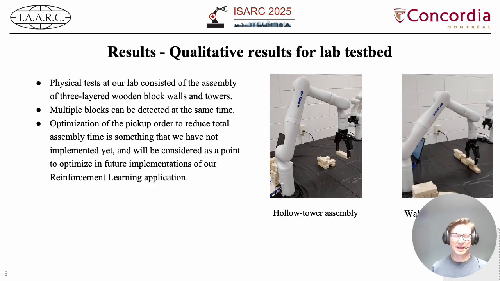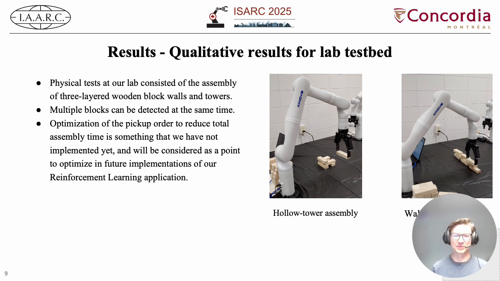So for our lab testbed, we looked at several different tower assemblies, and we'll have more detailed images of these in a little bit. But the physical tests indicate that the robot is able to build it. Now, the difference between the simulator environment and the lab environment is that the simulator runs at 25 hertz, and certain actions are assumed to be essentially instantaneous, such as opening and closing the gripper. And so it is not exactly an apples-to-apples comparison for time.